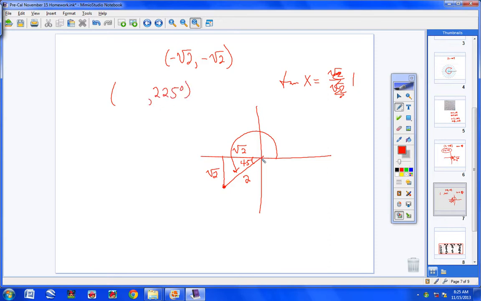And then my hypotenuse would be a positive 2, because once I hit this ray, this is the positive part of the ray. This would be the negative part of the ray over here. And so I know I'm going to use a positive 2. So 2 comma 225. All right. And that was number, let's see, 13, 17, 21. Let's take a look now at 25 real quick.